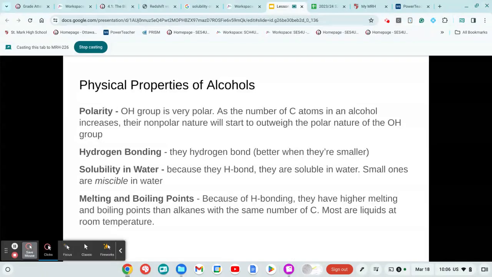Okay, so when we look at the physical properties of alcohols in general, they've got this OH group, and that OH group is really, really polar.